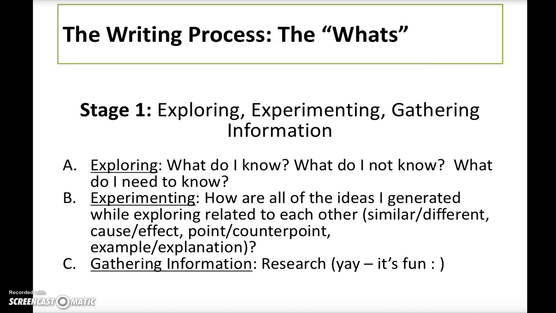As we talk about the writing process, it's important to discuss both the whats and the hows. The whats are the steps a writer needs to take as they begin to formulate and develop their ideas. The hows are the strategy choices one needs to make in order to implement the whats. In other words, the whats tell you what to do in each stage, and the hows tell us how to do it.